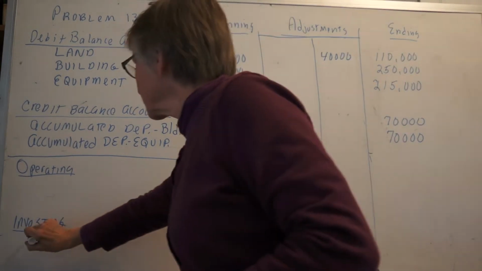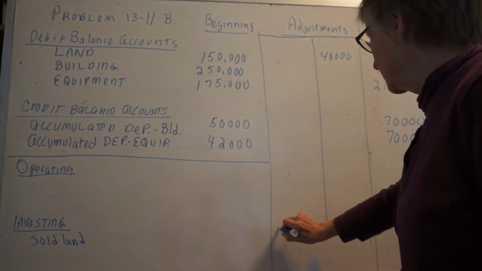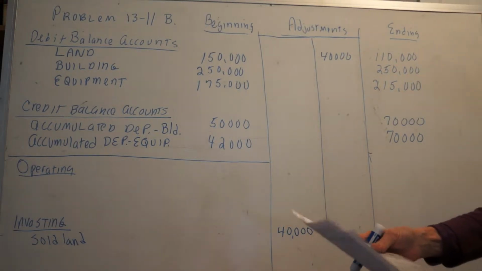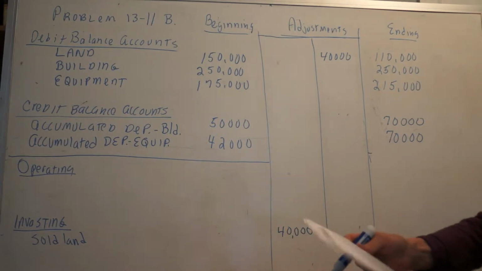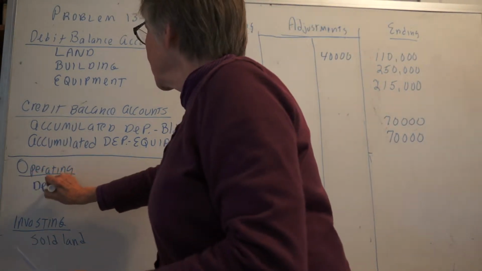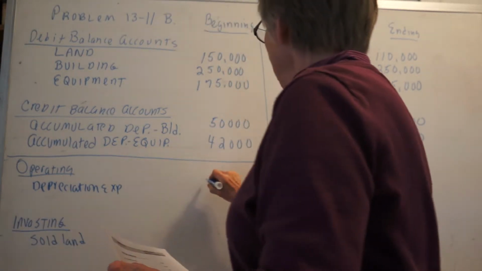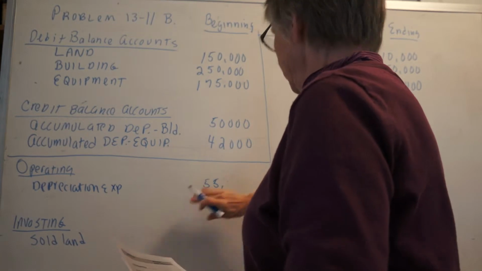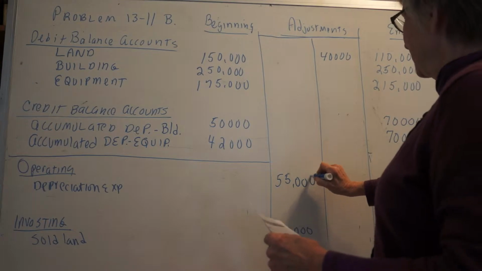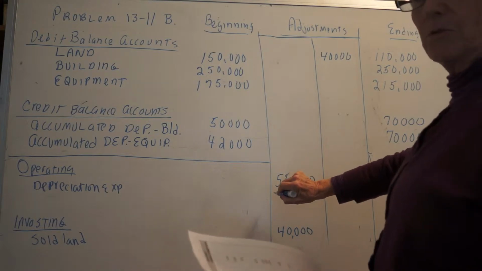We go down to investing and say we sold land, and it was for $40,000. Okay. The next thing that we come into in the notes is that depreciation expense for the year was $55,000. So we know that goes in the operating section because it's an income statement account. 55,000. Okay, now the problem is we've got buildings and equipment, and the 55 goes with both of them.